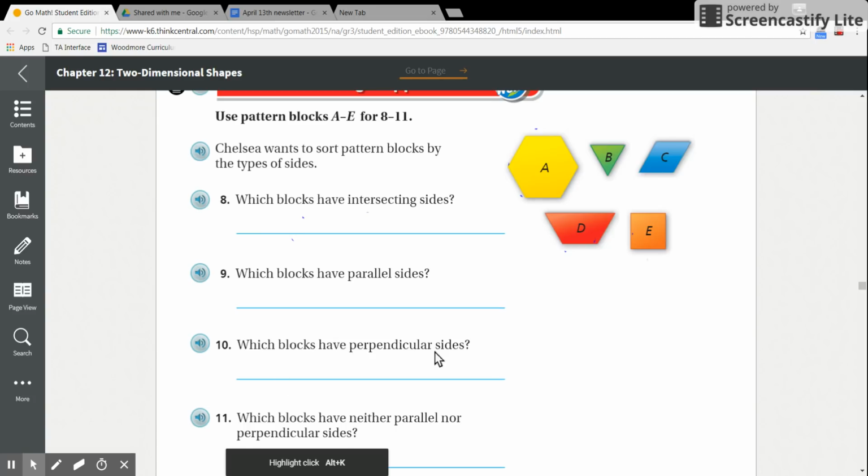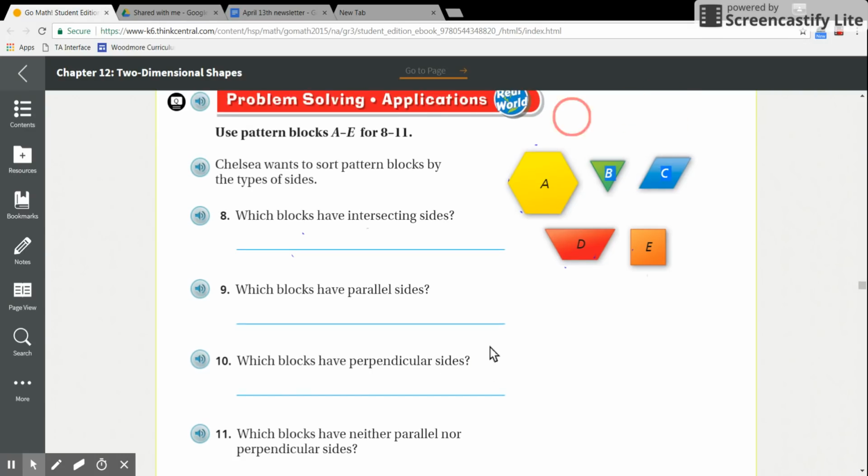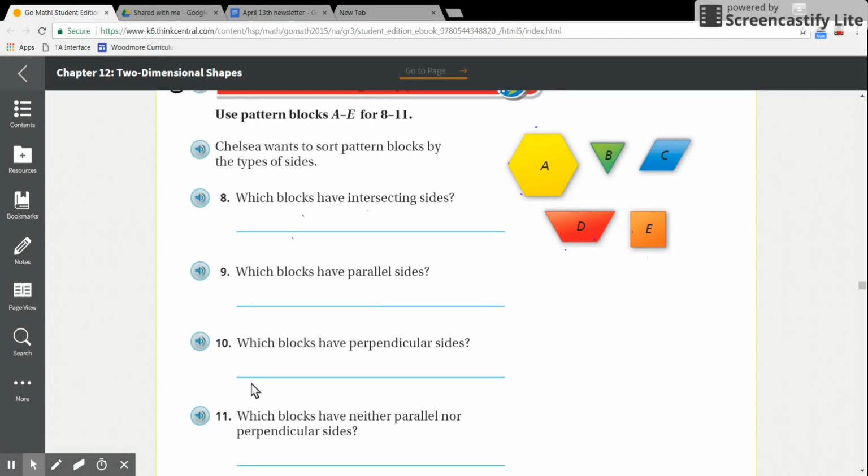Next, which blocks have perpendicular sides? Now, if you remember way back, do you remember what perpendicular means? Perpendicular means that it is at 90 degrees, or a perfect box angle, making an L. If you look up here, my little red bullseye showing now, only one shape has a boxed angle or an L, and that is our old friend Mr. E, the square. So only one answer for this one, and that is E.